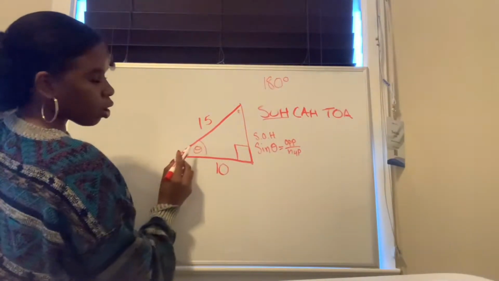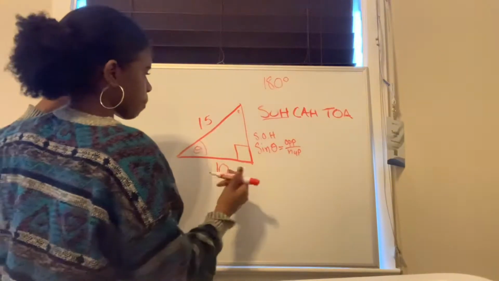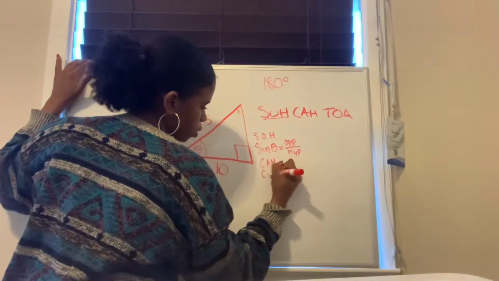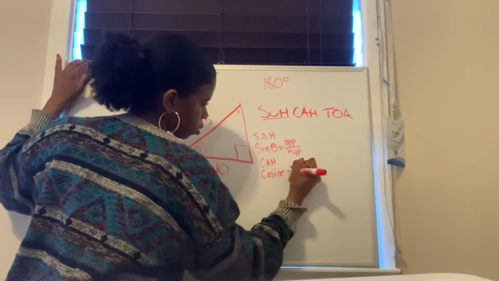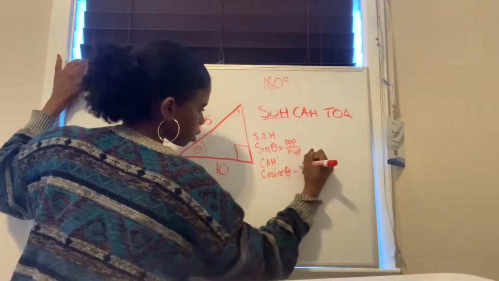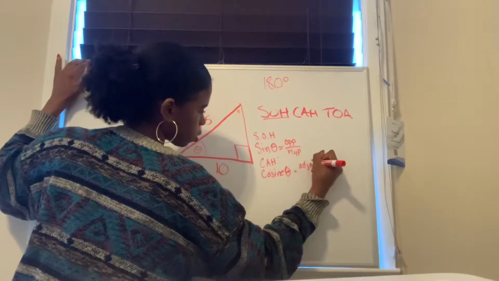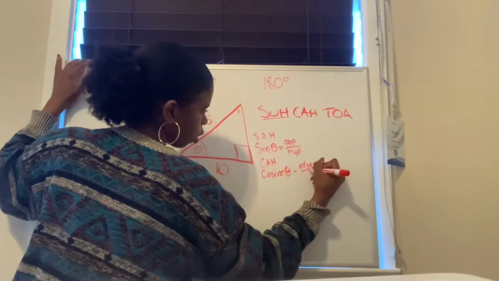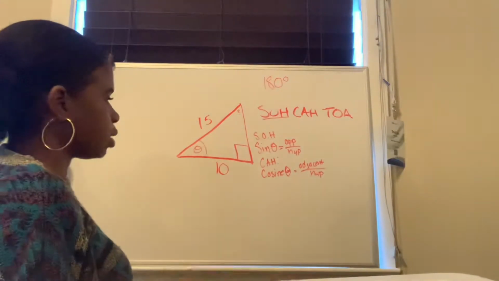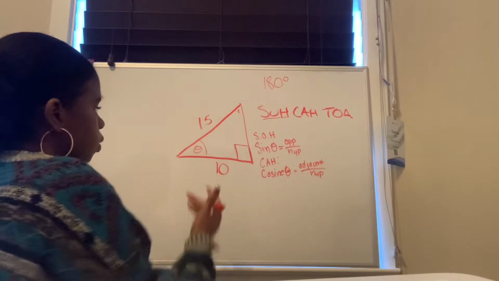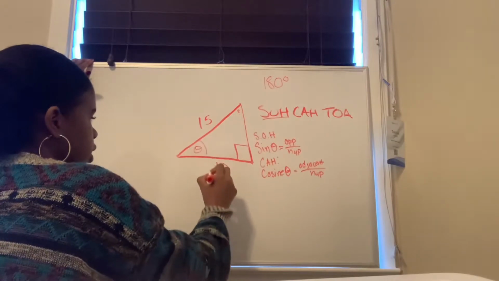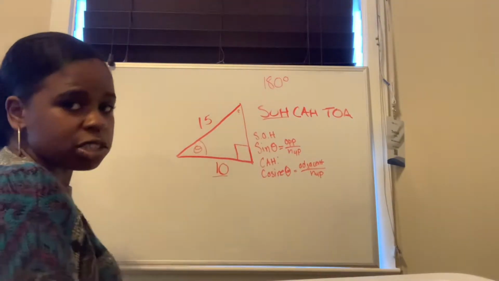And for those who don't know, the long line right here, this is our hypotenuse. CAH stands for cosine. Cosine of theta, or really any angle, equals adjacent over hypotenuse. And for those of you that don't know what adjacent means, adjacent just means right next to. So in this case, opposite will be this, adjacent will be this, 10. We don't know what the opposite side is, but we don't really need it.